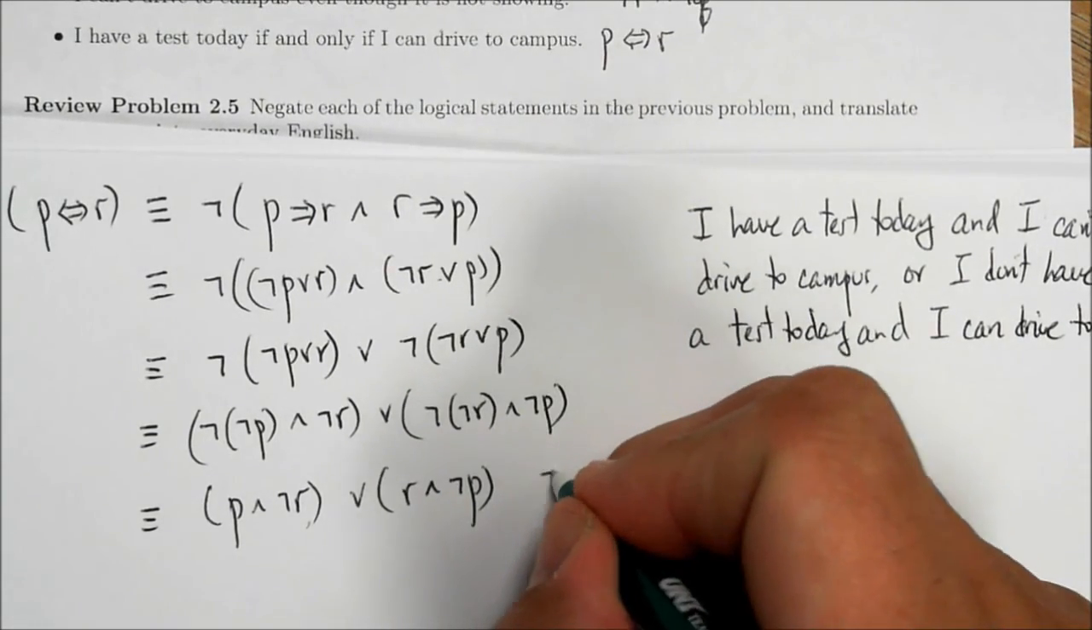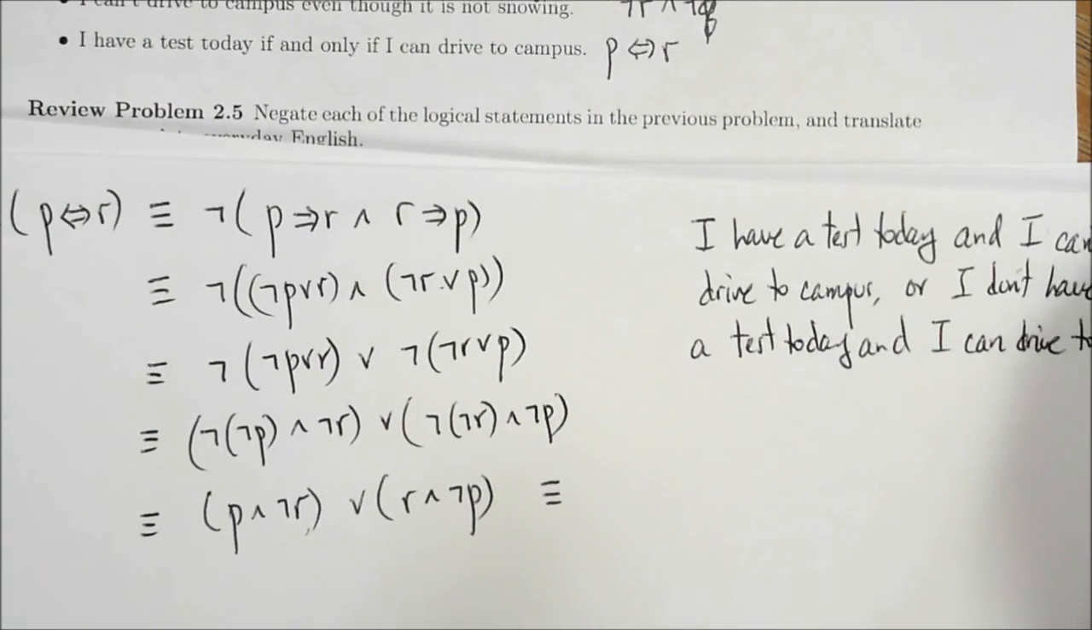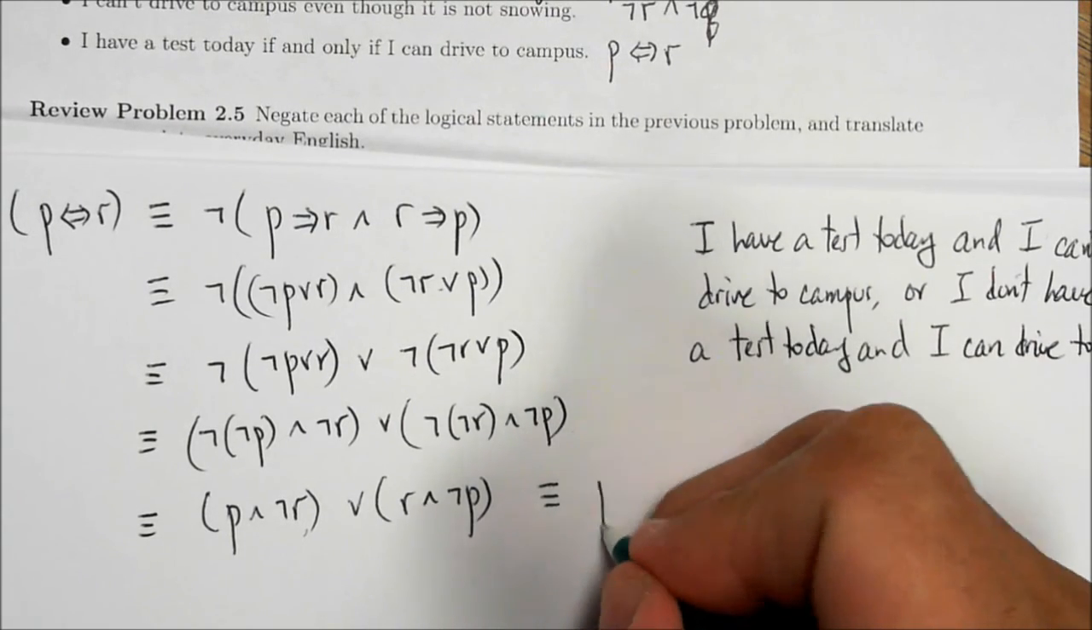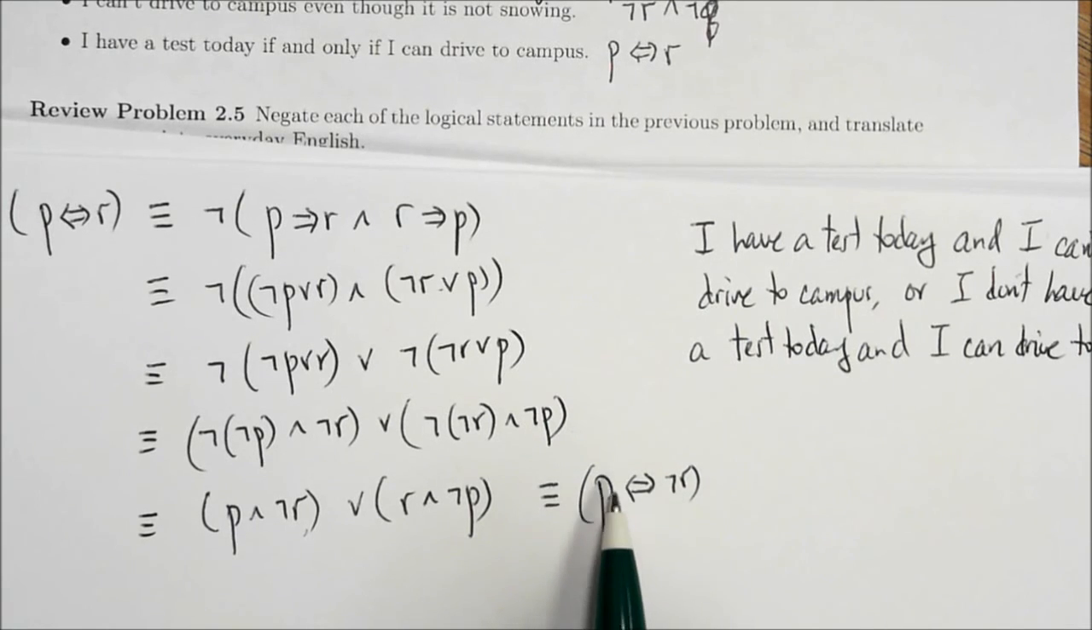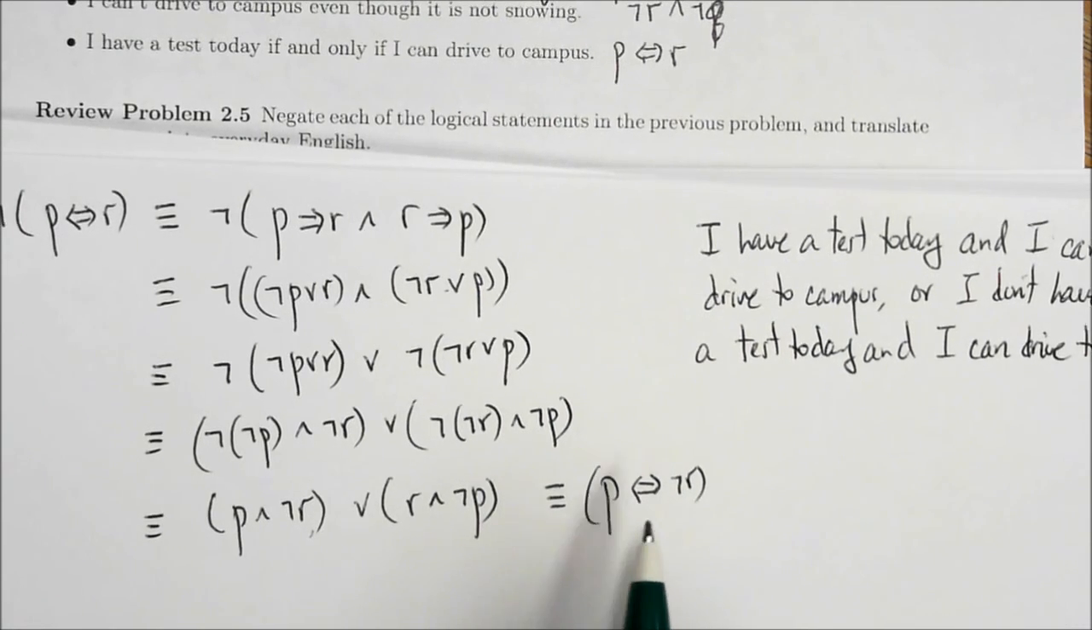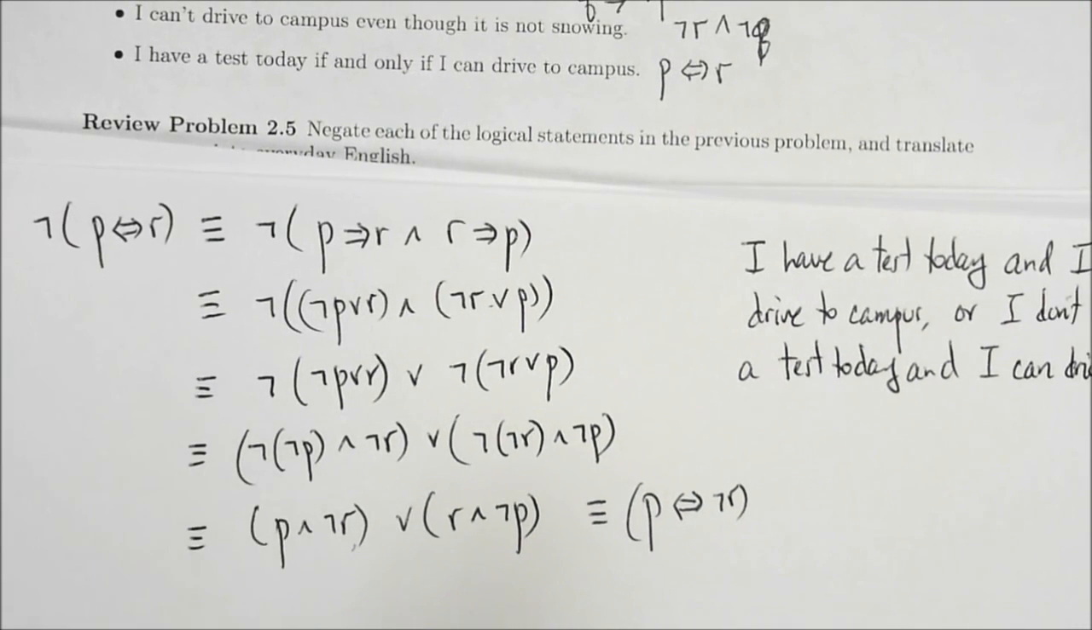And this is actually equivalent, and I wouldn't necessarily expect you to do this on the test, but this is actually equivalent to P if and only if not R. And I'll leave that as an exercise to verify that P if and only if not R is indeed the negation of P if and only if R.